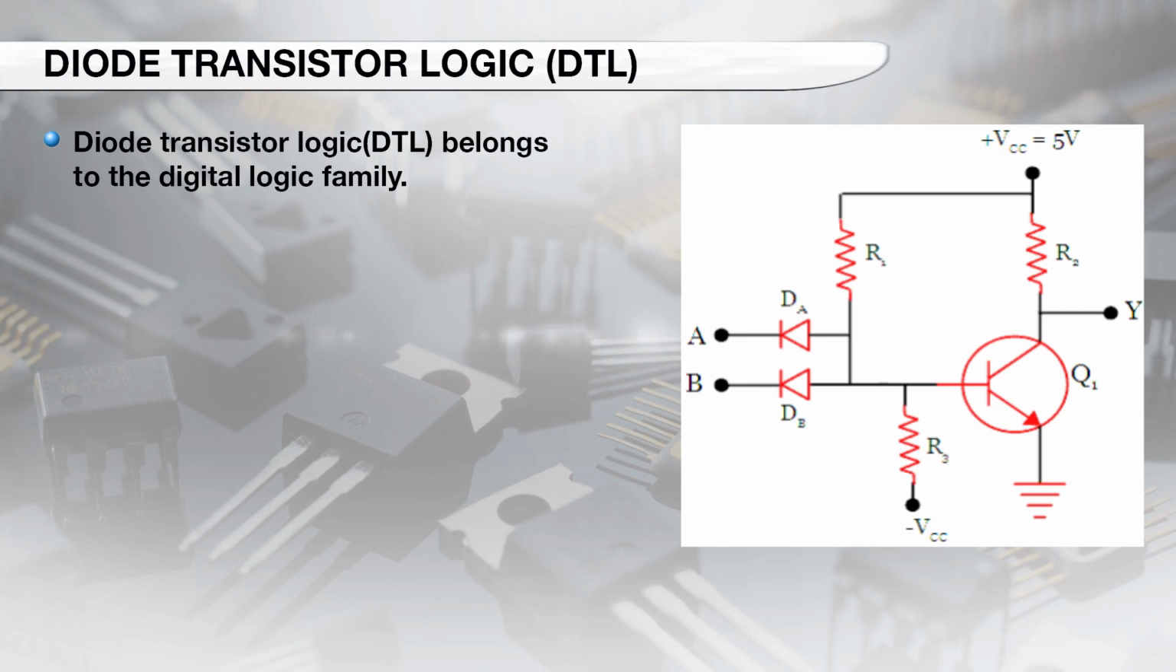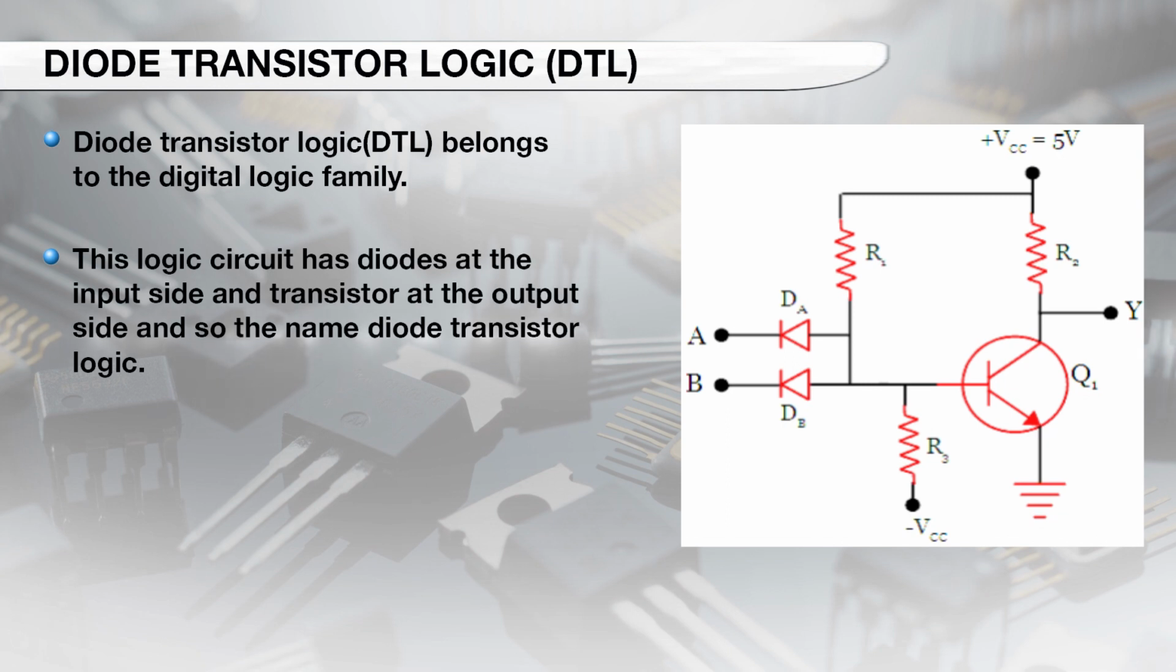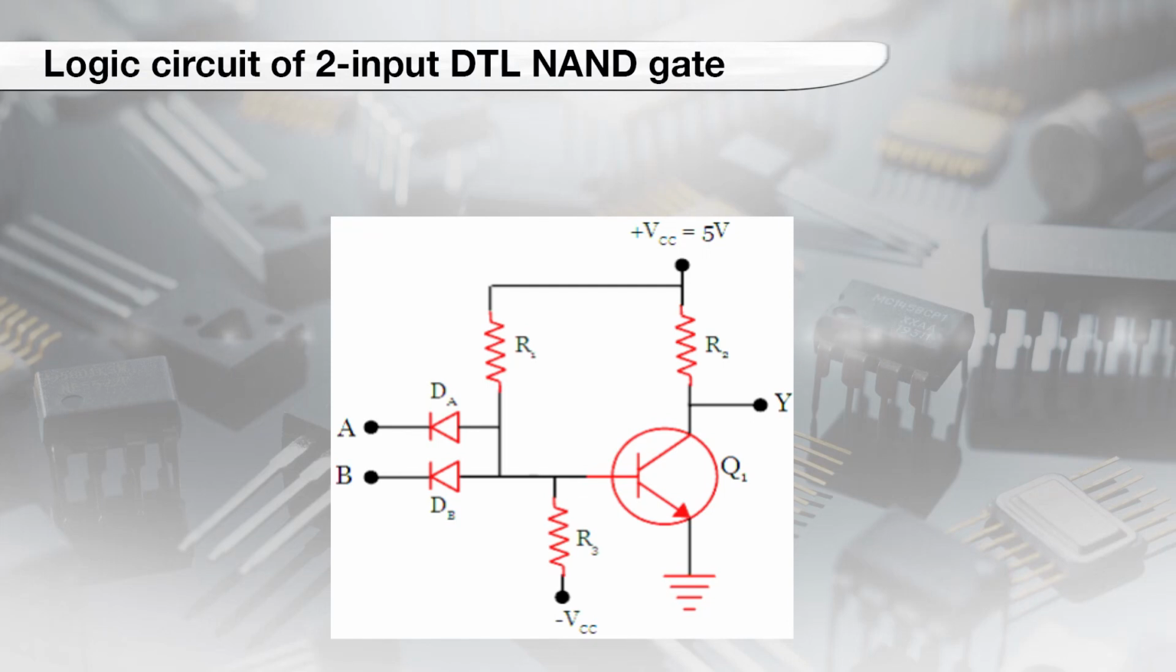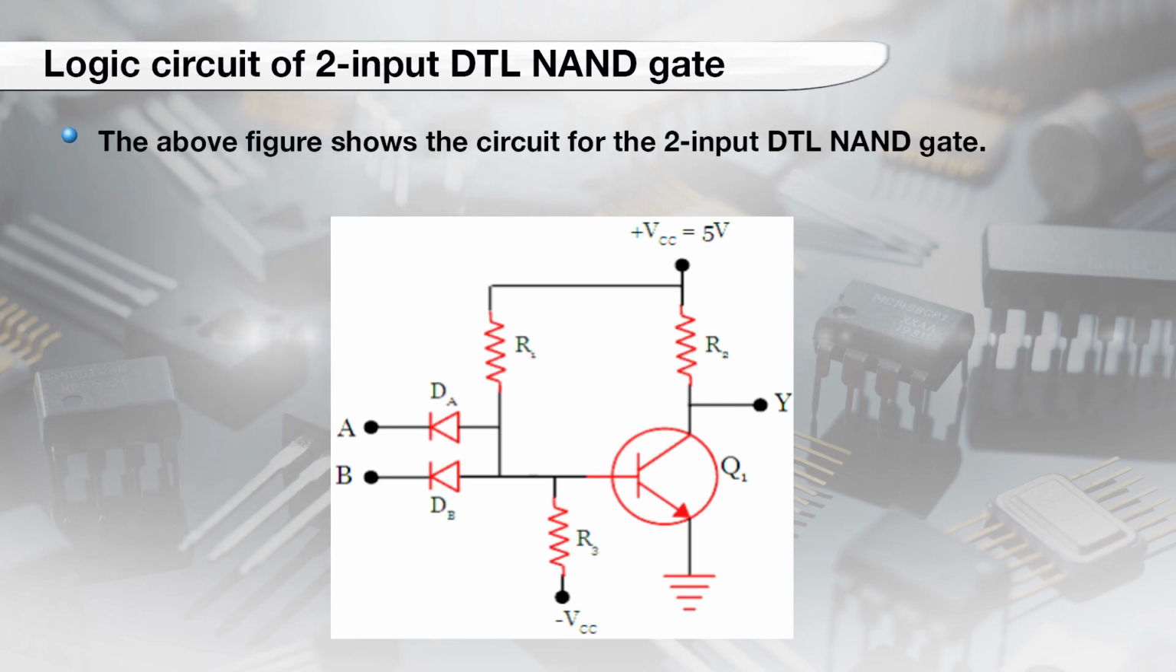Diode transistor logic, DTL, belongs to the digital logic family. In the figure, the logic circuit has diodes on the input side and a transistor on the output side, so it is named diode transistor logic. It has more advantages than RTL, resistor transistor logic. Logic circuit of the two input DTL NAND gate. The above figure shows the circuit for the two input DTL NAND gate.